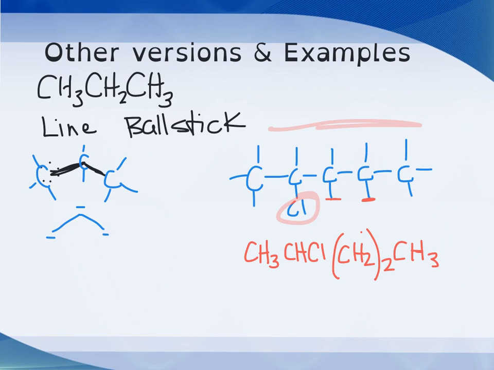So you can see that there's lots of variations on a condensed structure. You can have other features included. You can represent them with parentheses to help you see a repeating pattern, anything to make the formula shorter.